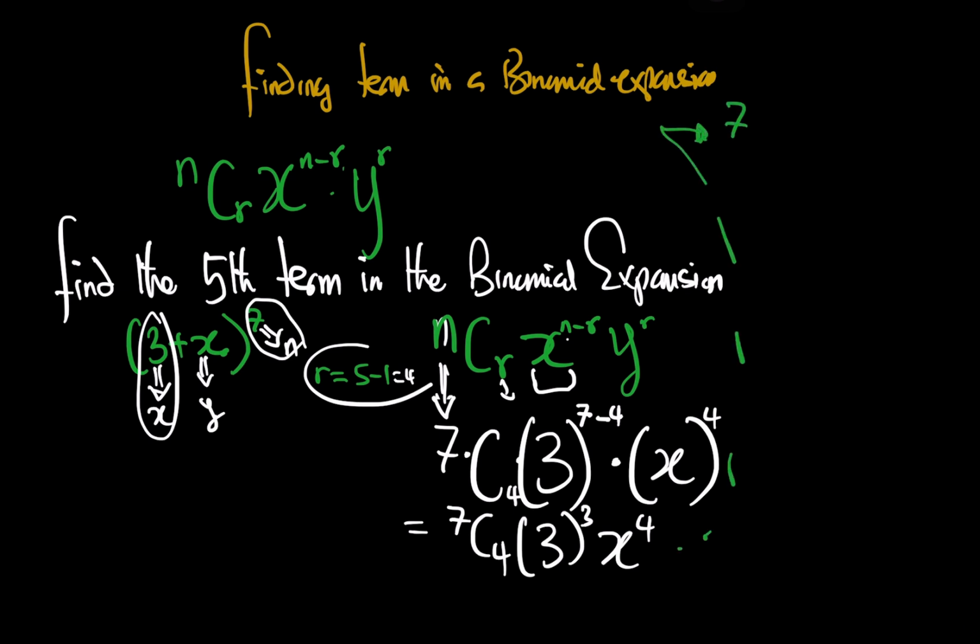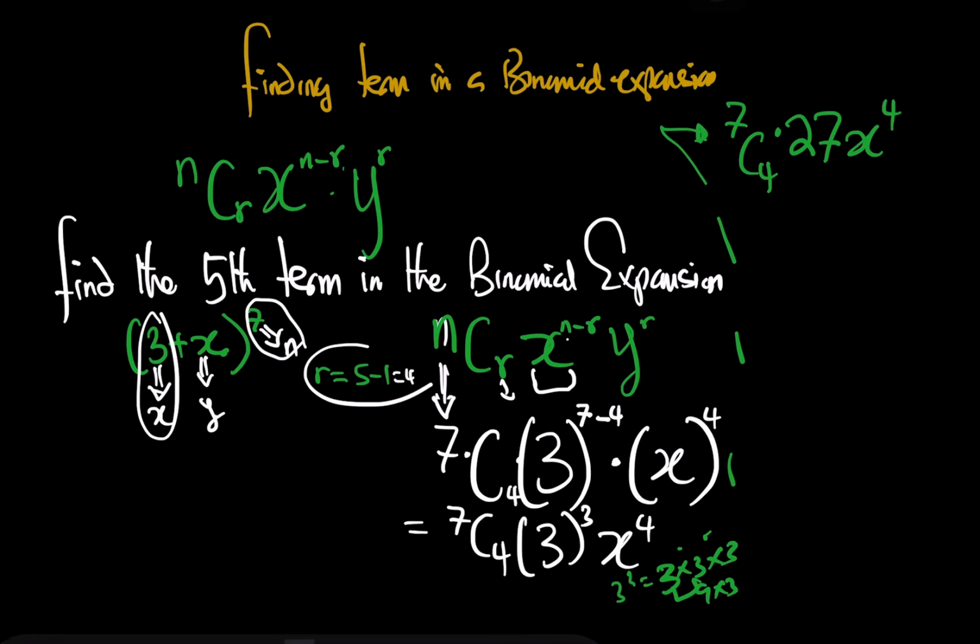So if I bring this here, I'm getting 7 combination 4. The 3 to the power 3 is 3 times 3 times 3. This is going to be 9 times 3, which is 27. So that's going to be times 27 x to the power 4. But what do we do to this? We know it's the same as 7 factorial.